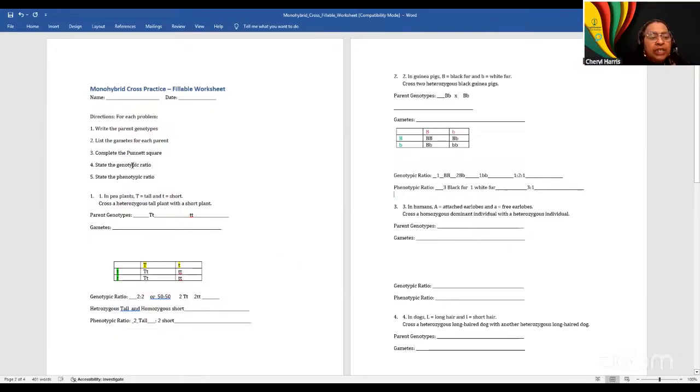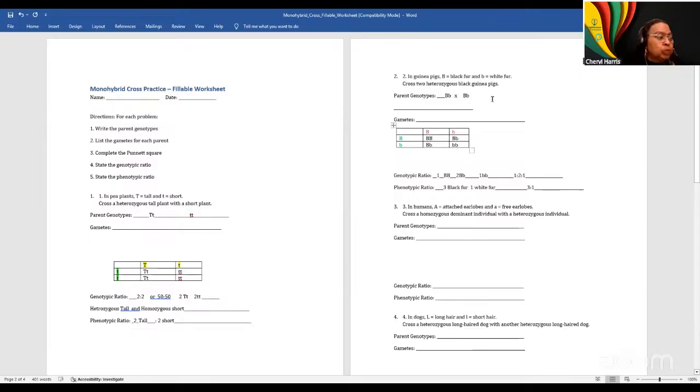Fourth, you need to state the genotypic ratio. So that's what we did for this one. It was 1. And to do that, you are reading what is in each box. How many of each letter combination do I have in each box? And it always has to add up to 4. So this is 1 to 2 to 1, that's 4. Down here it's 3 to 1, that's 4. So you have to read what's in each box. Okay. All right, so I'm going to stop and let you work on that.